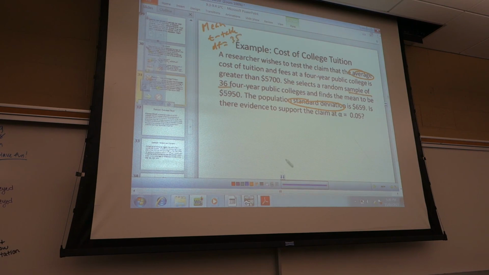Is it a confidence interval or hypothesis test? Hypothesis test. How do you know? Claim. Yep, there's a claim and there's evidence. Good. And there's no word confidence interval or estimate. All right, so one sample or two samples? Keep your finger on it. The bottom one is two samples. Good. Okay, so this is going to be the top right again.